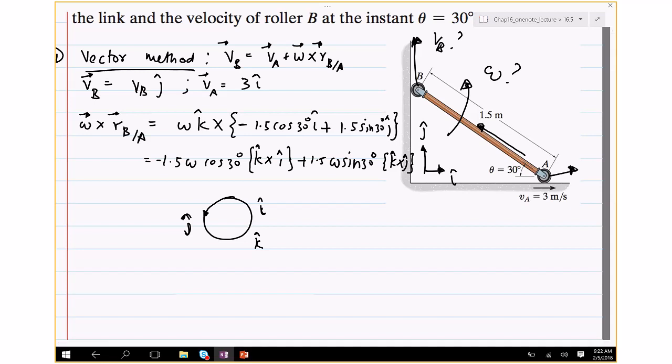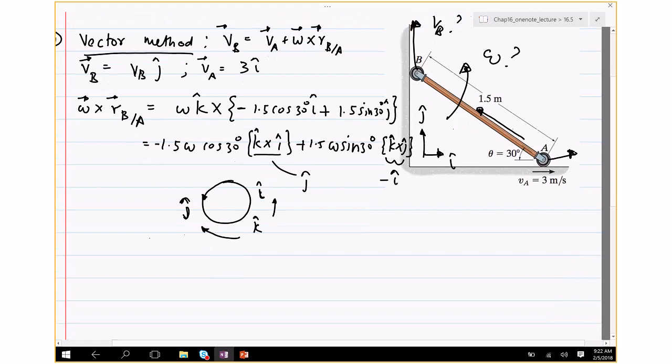So if I were to find k cross i, I go from k to i. The direction is positive because it's counterclockwise, and k cross i is clearly j. For this one, I need to go from k to j, but I need to go clockwise, so that should be negative, so negative i. So this comes out to be minus 1.5 omega cosine 30 degrees j minus 1.5 omega sine 30 degrees i.